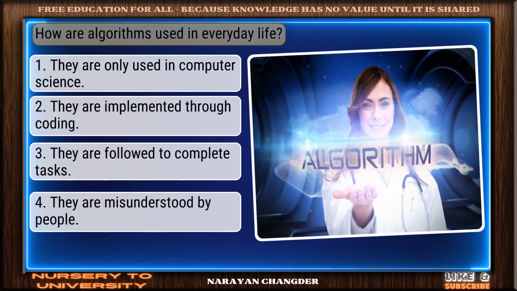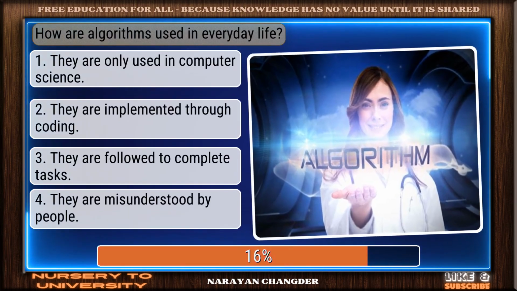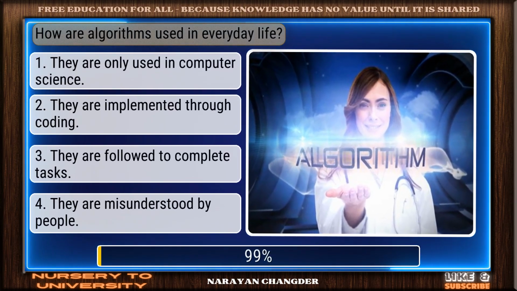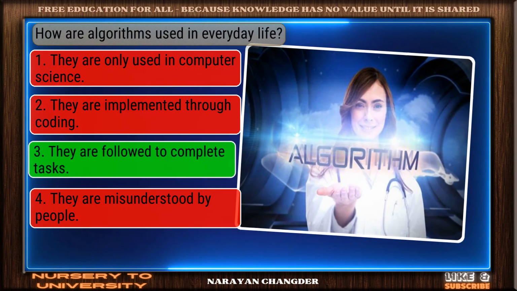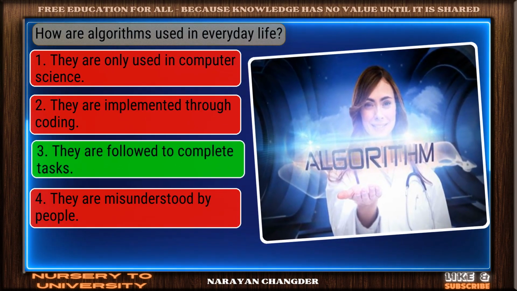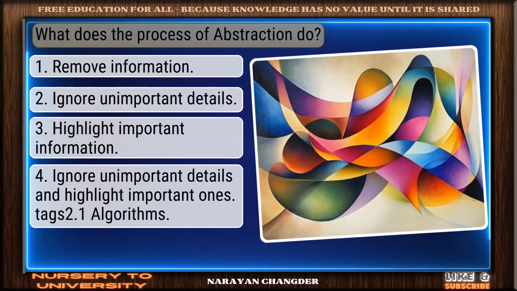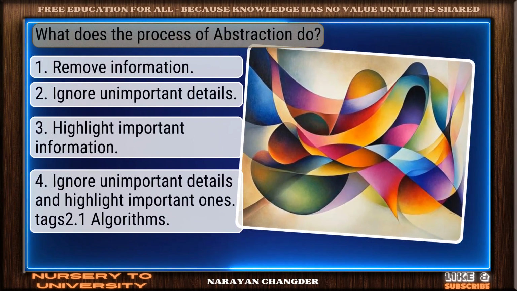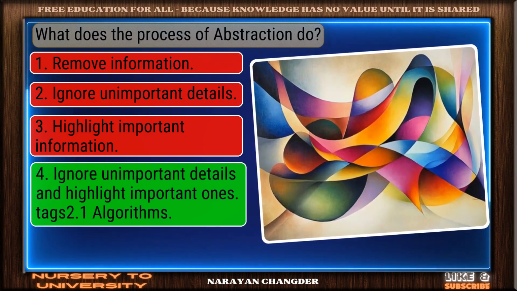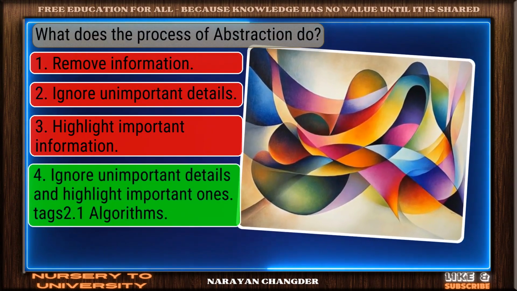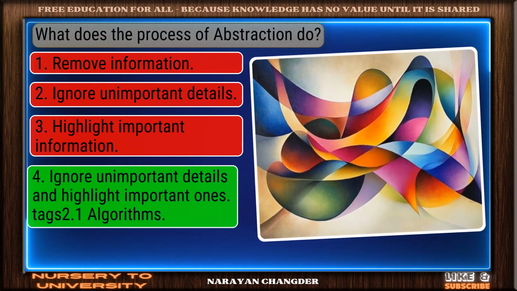How are algorithms used in everyday life? Clear logic. Your choice they are followed to complete tasks is sound and 100% true. What does the process of abstraction do? Perfect. Ignore unimportant details and highlight important ones.